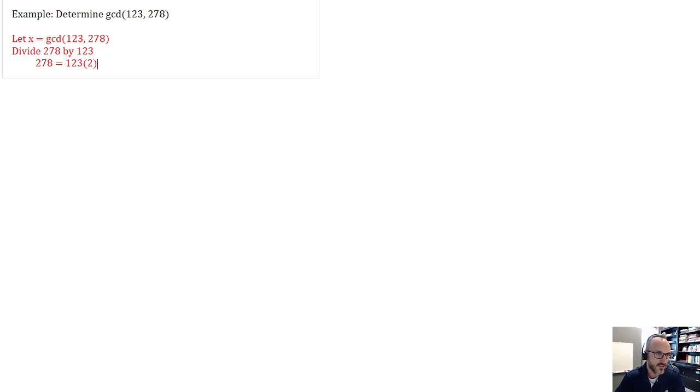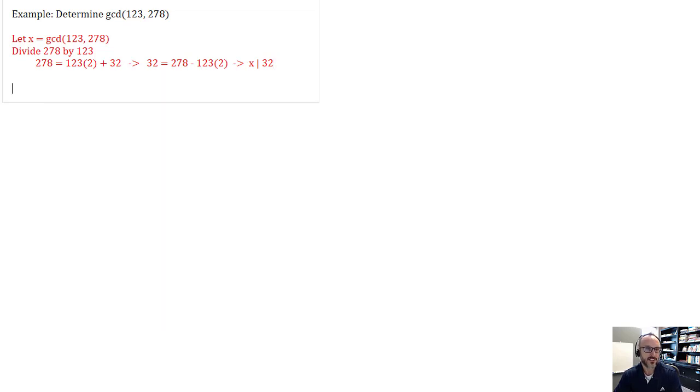So that's 246, which has a remainder of 32. And then we can subtract to get 32 by itself. 32 equals 278 minus 123 times 2. And since x divides evenly into everything on the right side, x divides evenly into 32.